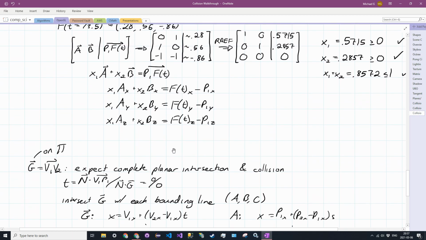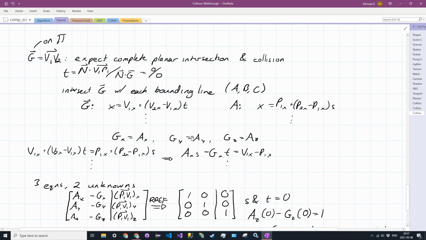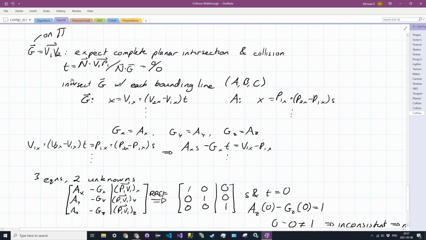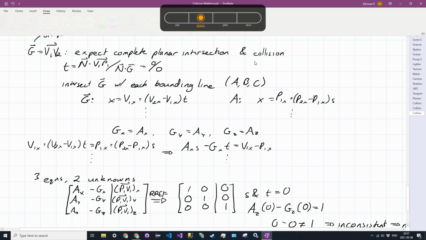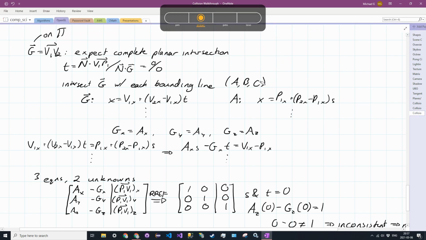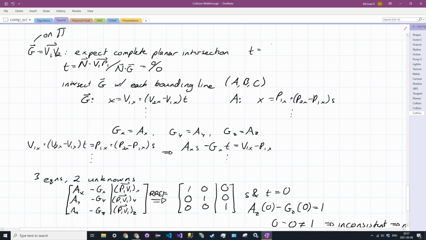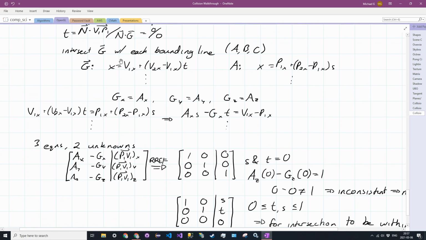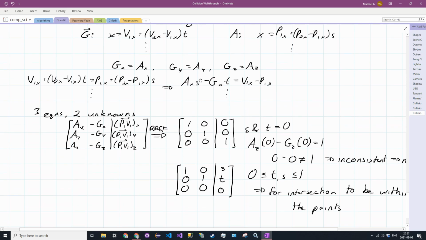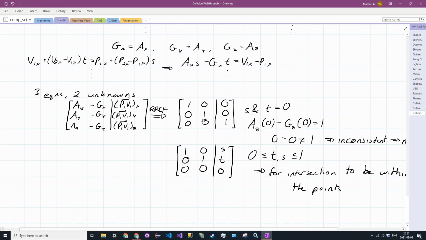All right, and then a more general case that I didn't provide an example for was if the line was on the plane, where we expect a complete planar intersection. As a result, what we get here is that t is equal to 0 over 0. And then we just have to check if the vector intersects with any of the bounding lines of the triangle. And we use matrices to solve that one as well, which is pretty cool.